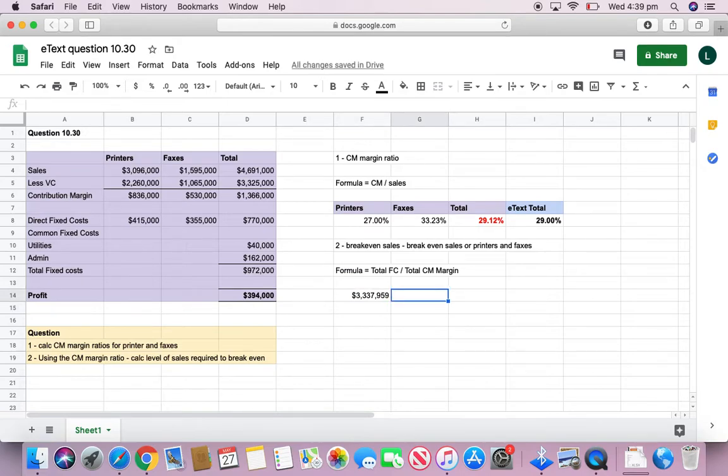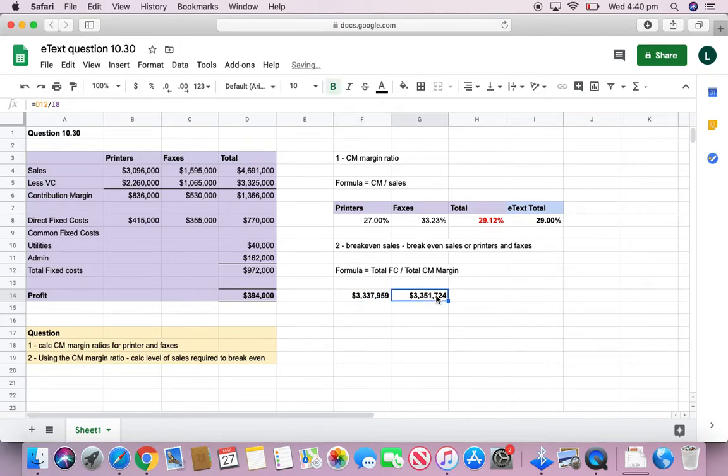But if we use the straight 29%, so 972 over that equals 351. So if you look in the eText, this is the answer they're giving you here. All right. Do I agree with it? This really should be your answer here.